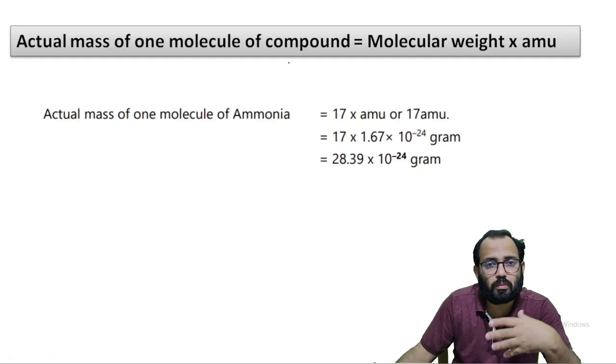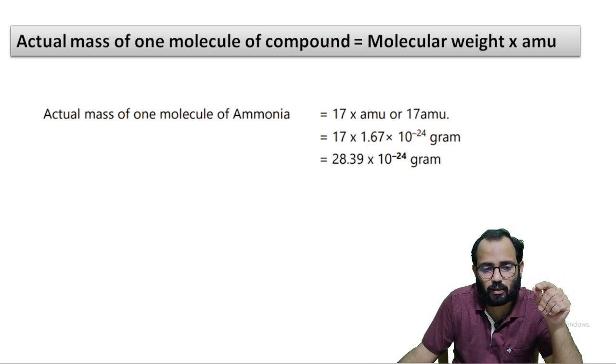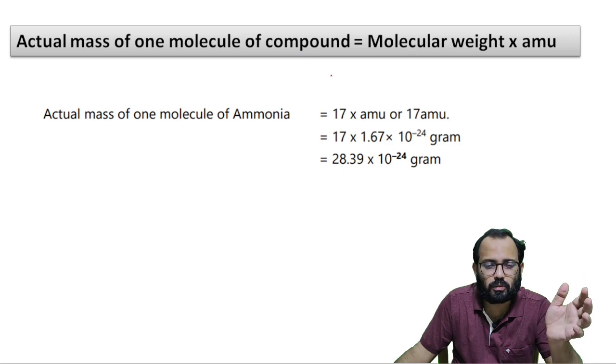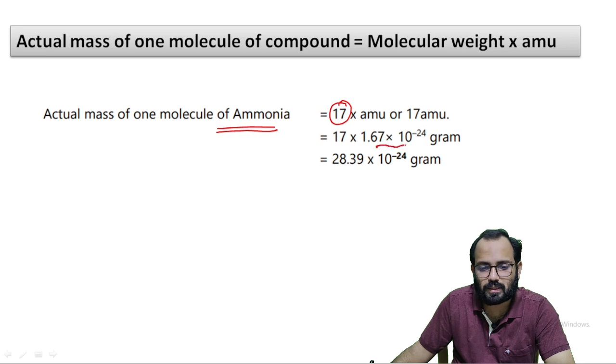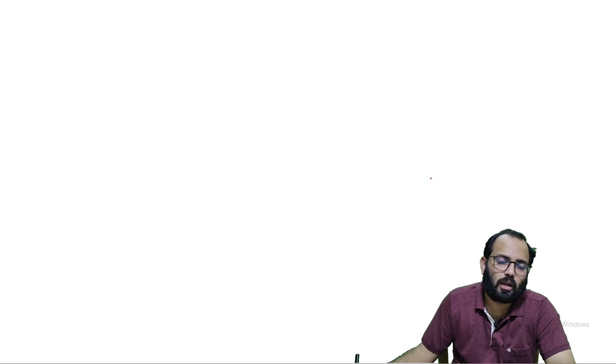And the actual mass of one molecule of a compound, likewise we have said the actual mass of one atom is equal to atomic weight × AMU. The same way, the actual mass of one molecule is equal to molecular weight × AMU. What is it? If you talk about the actual mass of one molecule of ammonia, it's going to be 17 × 1.66 or 1.67 × 10^-24. You are going to get this answer.